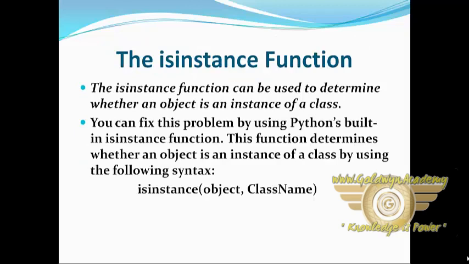Now we see the isinstance function. The isinstance function can be used to determine whether an object is an instance of a class. You can fix this problem by using Python's built-in function. This function determines whether an object is an instance of a class by using the following syntax: isinstance in the brackets, object and class name.